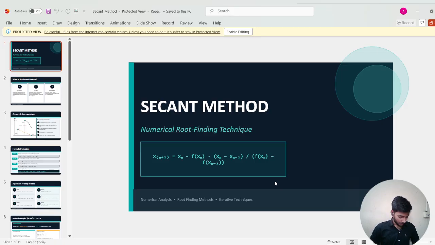Hello everyone. Today, I'm going to explain the topic secant method. First of all, I will tell you the definition of the secant method, then what is the algorithm of the secant method, then we will pick an example by which we will find the root using the secant method.